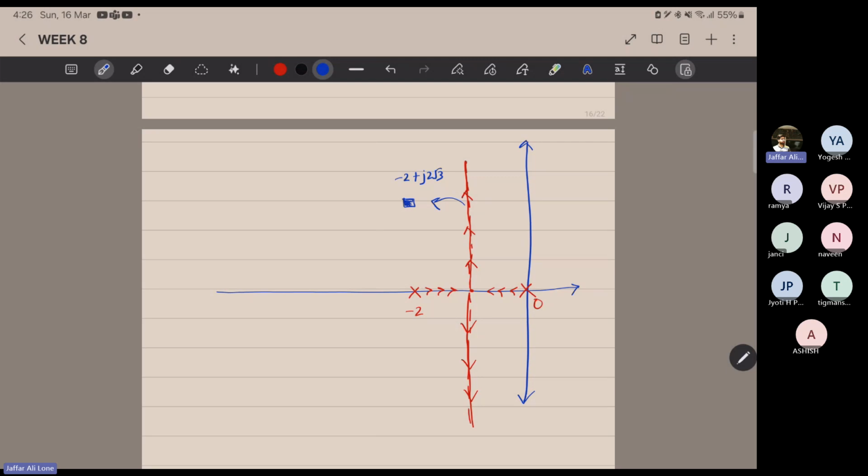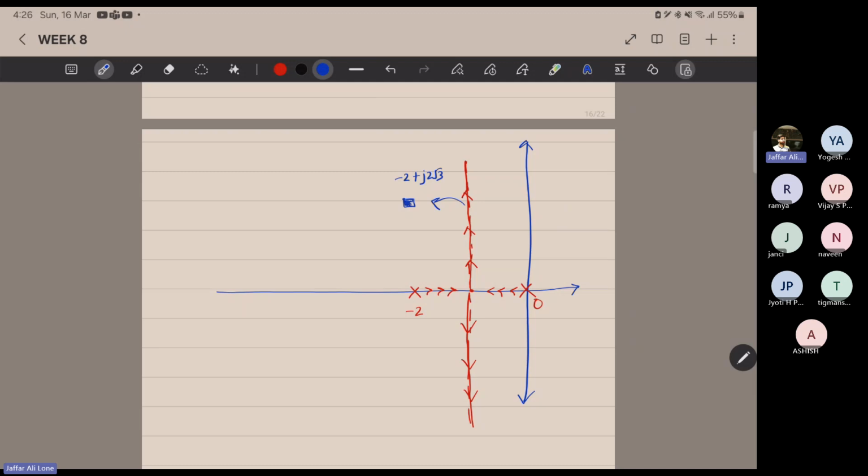So how can we say this point is not on the root locus? Because then it has to satisfy the angle condition. If we put this value sd, that is -2 plus j2 root 3, in the original transfer function and find the angle, the angle should be a multiple of 180. We can see it's not satisfying the angle condition. Therefore, it's not lying on the root locus, which is also visible on the plot.